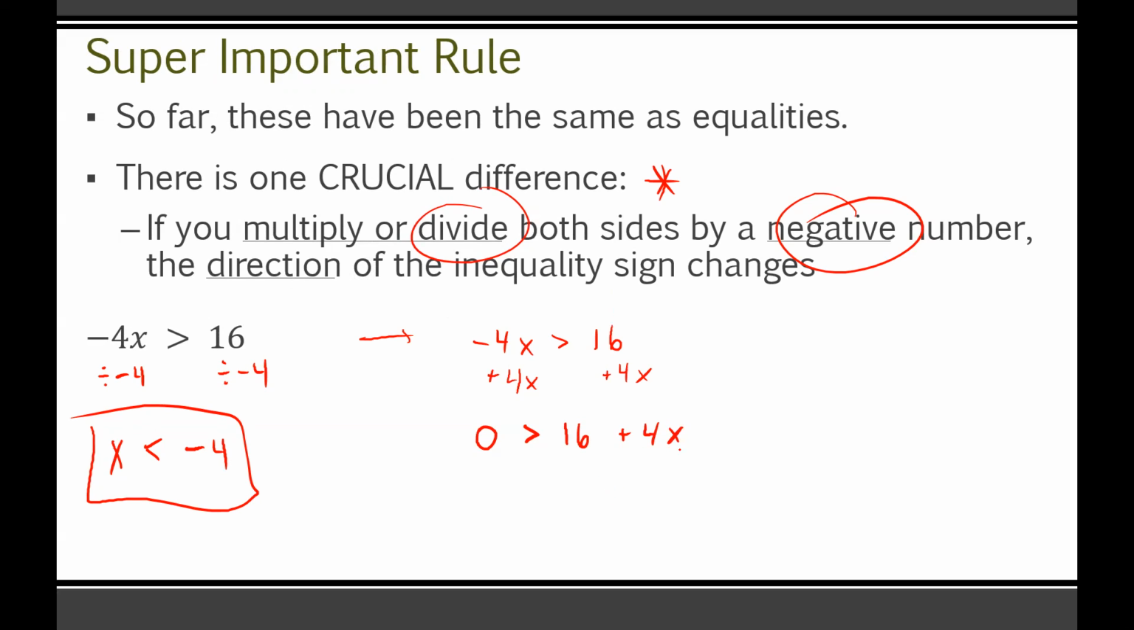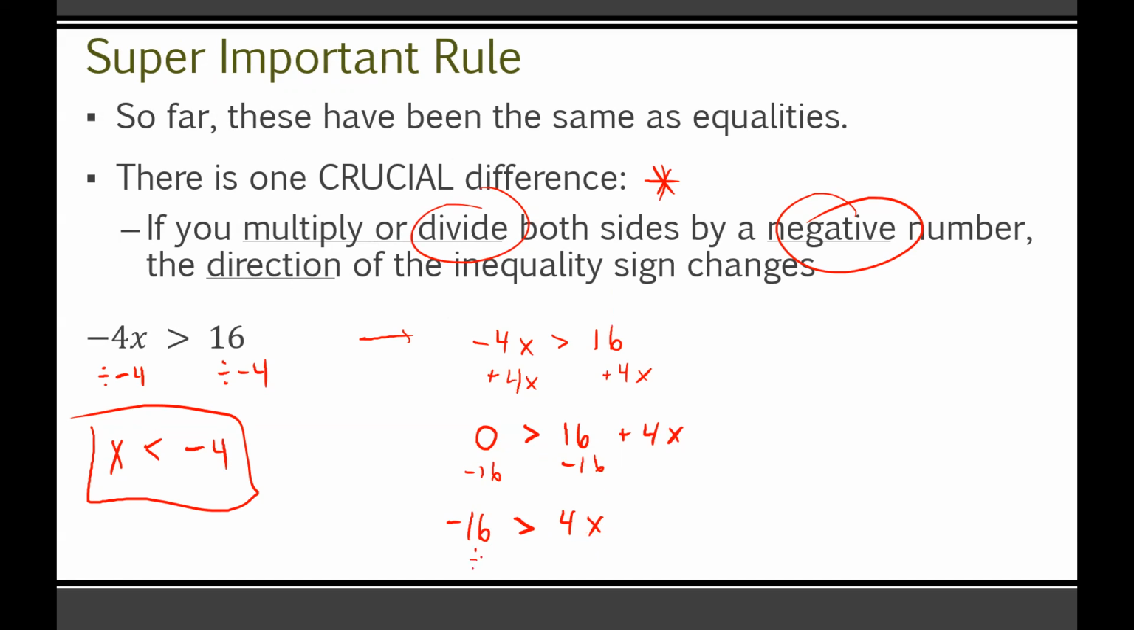And then maybe you're like, okay, you know what? We want to get x all by itself. We're not going to play around anymore. Let's move 16 over. So you minus 16 from both sides. That would give you negative 16 is greater than positive 4x. And then, of course, the last step you'd have to do here is divide by 4.